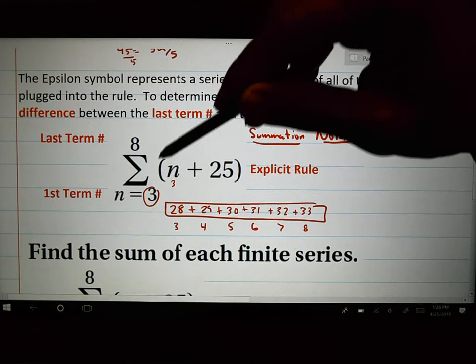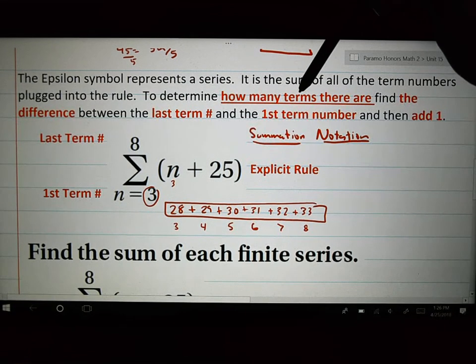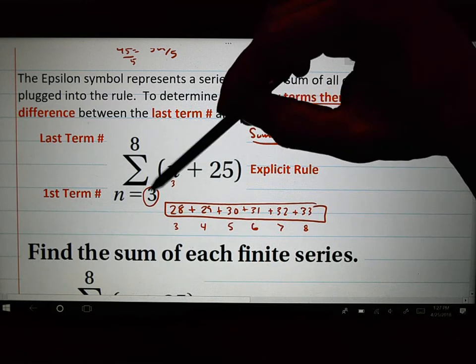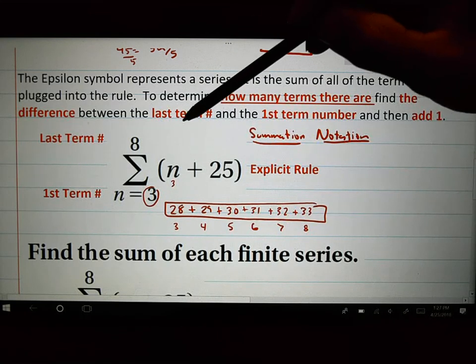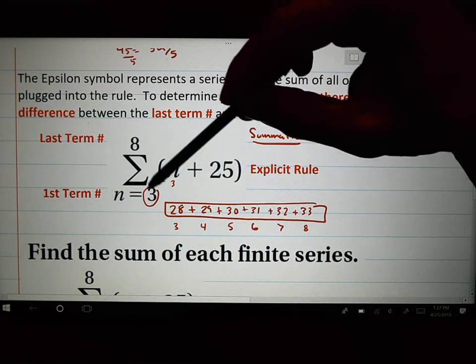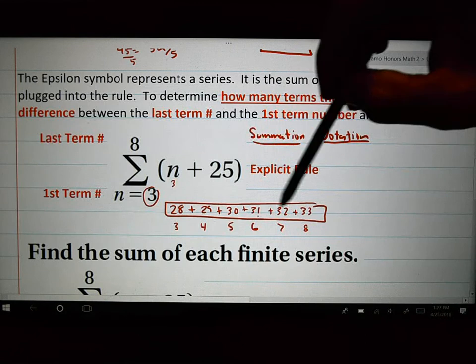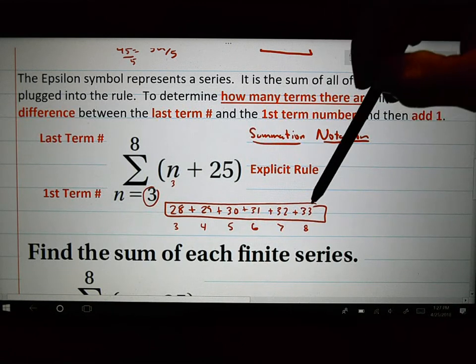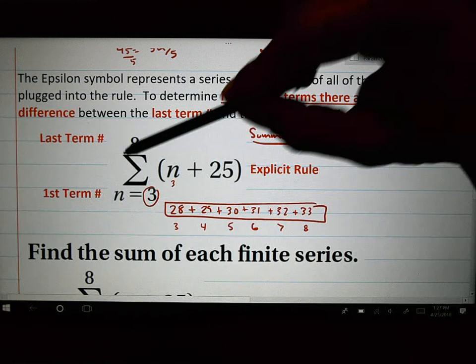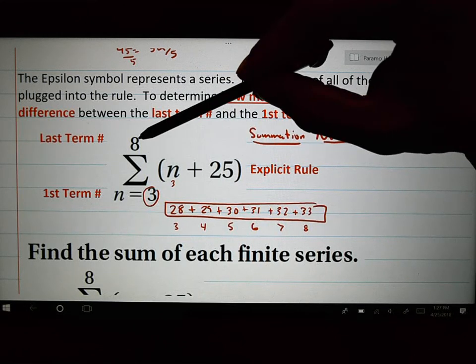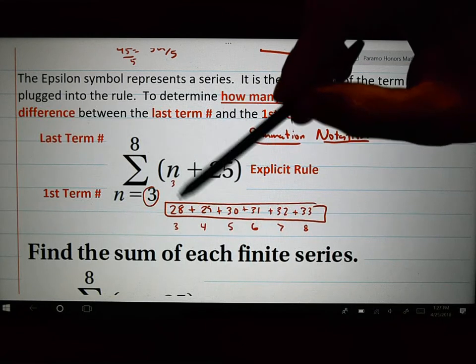The hard part for a lot of you is this part that's underlined in the notes here. How many terms there are. You might look at this and say, well, how many terms are here between the third term and the 8th term? Some of you might think it's 5, but it's not 5. Watch. I have 1 term, 2 terms, 3 terms, 4 terms, 5 terms, 6 terms. So if you see 8 and 3 and you think, oh, there's only 5 terms, you're forgetting to count the 3. 8 take away 3 is 5.